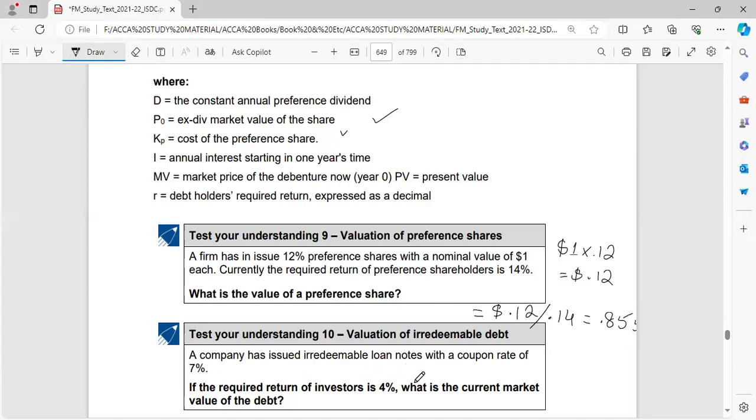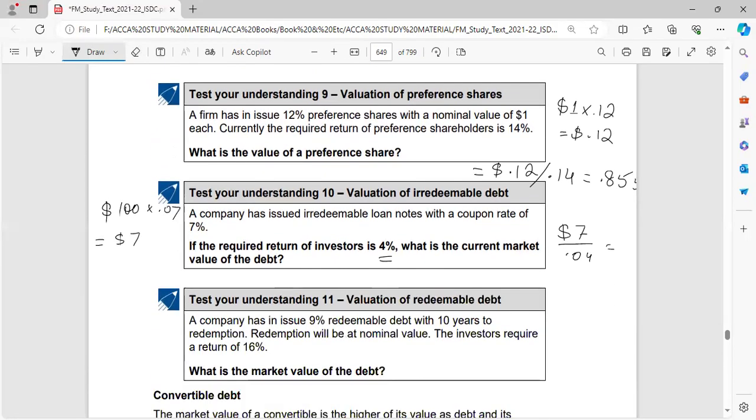A company has an irredeemable loan note with a coupon rate of 7%. When par value is not provided, it means it is 100, so the interest is $7. Required rate of return is 4%. 7 divided by 0.04. It is 175.